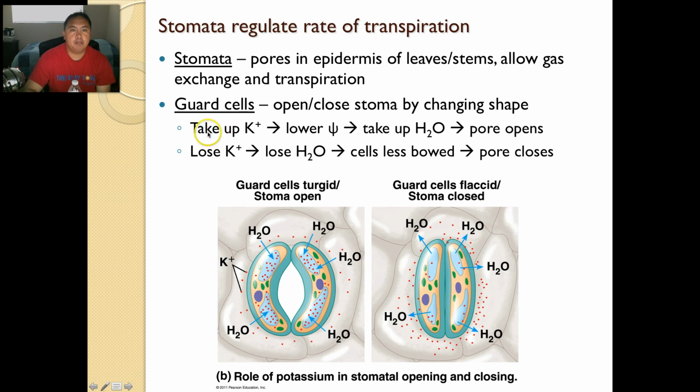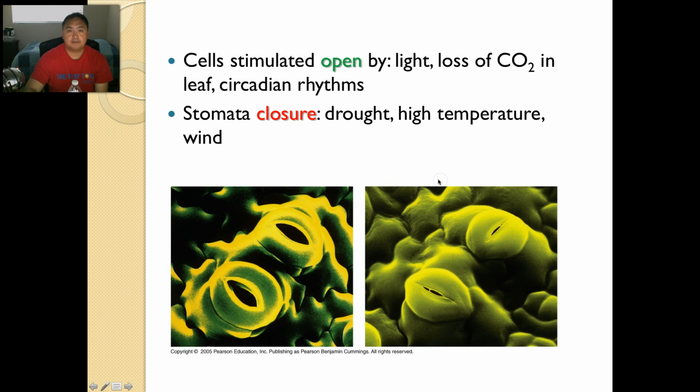If it's open, they take up potassium, lower their water potential, take up water, and then the pore opens. You can see how these cells become a little bit fatter, and it opens. If it wants to close, it gets rid of its potassium. You see more red dots here, which means it loses water, which means the cells get smaller and skinnier, and then the pore closes. So that's how the stomata and the guard cells work.